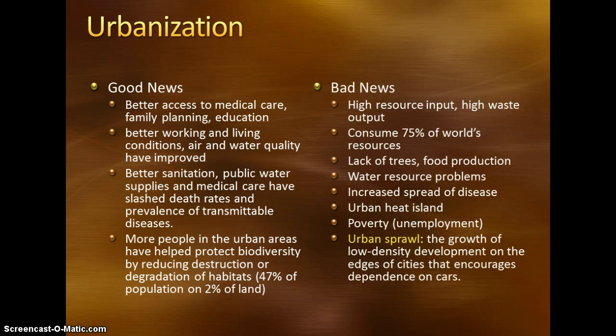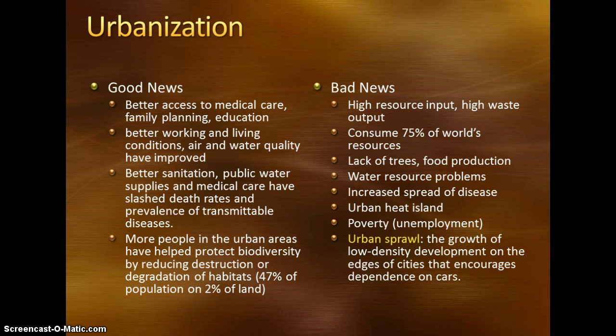But of course, with the good news, there's bad news. Urban areas tend to have a high resource input, so they actually depend on those other lands, and a high waste output. They consume a majority of the world's resources. They don't have many trees, and so productivity is low. They don't produce their own food, so once again, that's something that they have to input from the outer areas. When you have a lot of people living in a small area, that can lead to water resource problems. The proximity of people to each other, you get a spread of disease.